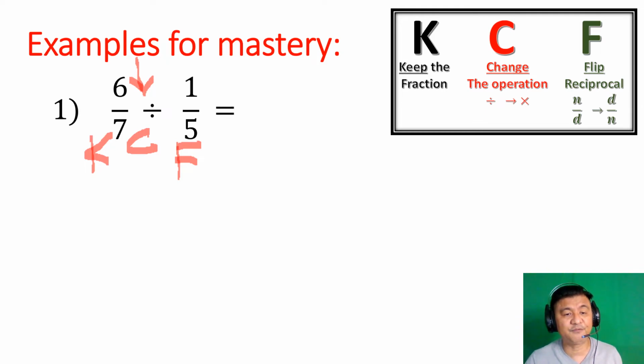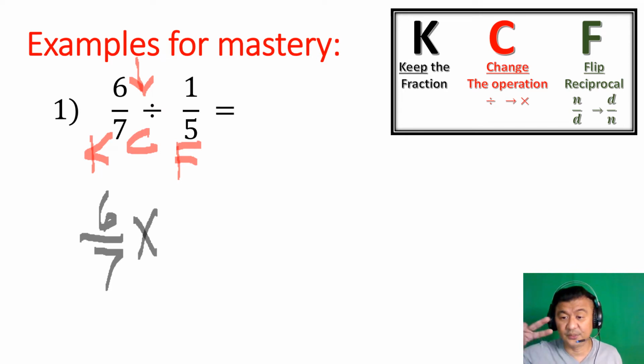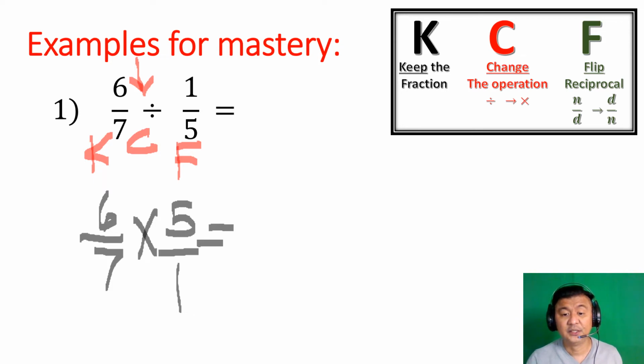So let's keep the fraction 6/7. No change. All right, change the division to multiplication. And then the flipping is the reciprocal. Look at my fingers, reciprocal. So that's 5 over 1. Okay? So guess what? You're back to multiplication. And multiplication has the easiest rules. Okay? Just multiply the top, that becomes what?